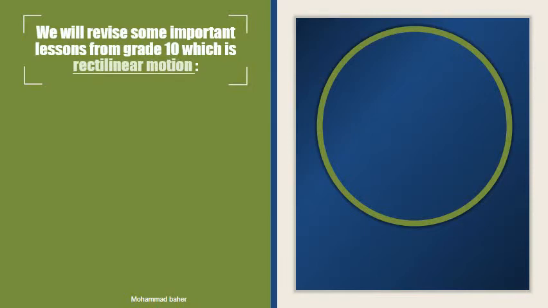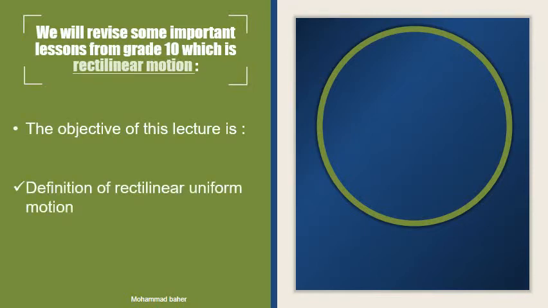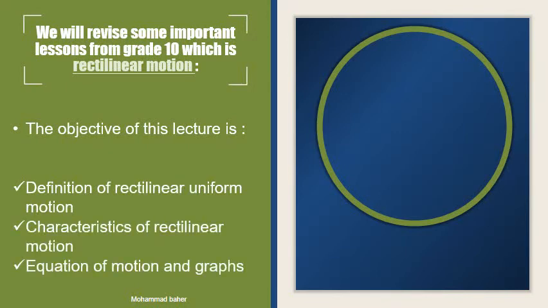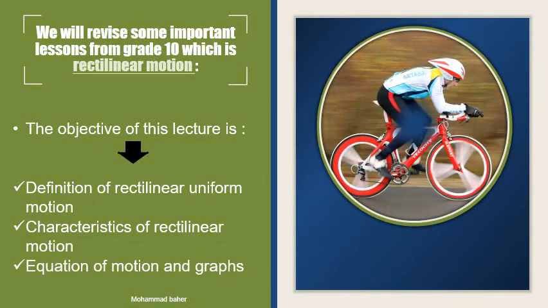We will revise now some important lessons from grade 10, which is rectilinear motion. The objectives of this lecture are the definition of rectilinear uniform motion, the characteristics of rectilinear motion, and the equation of motion and graphs.